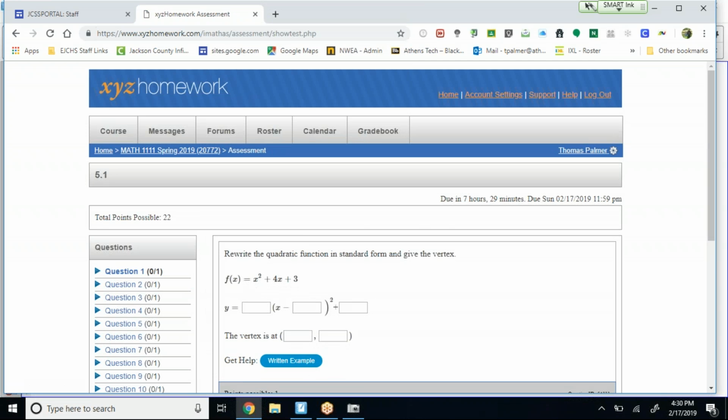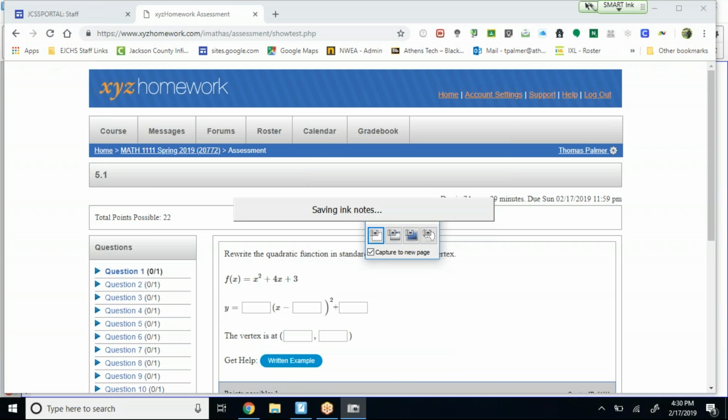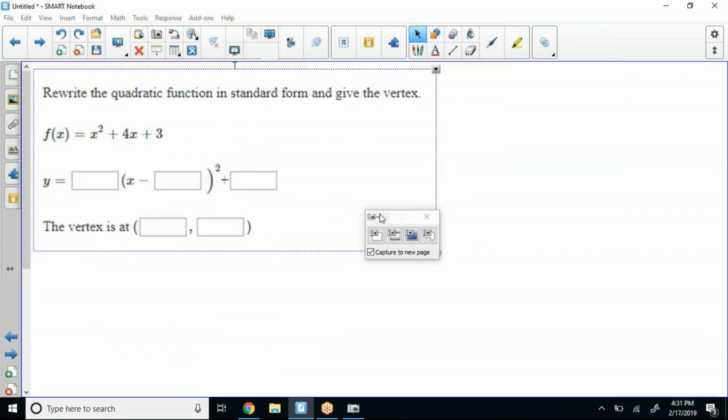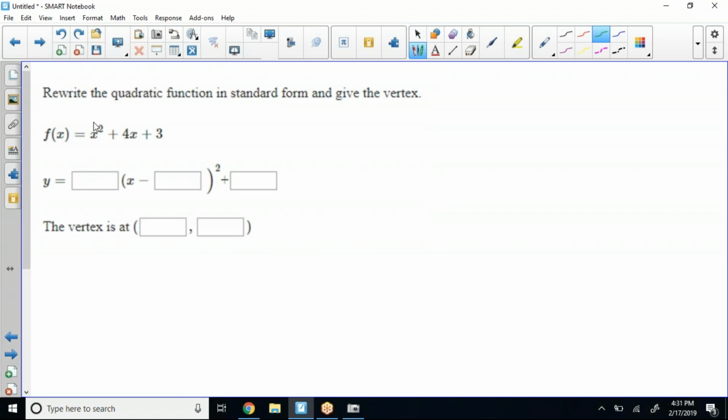Oh, okay. So here we go. We're going to be using just what we used to find the maximum area. So here we've got y equals a times (x minus h) squared plus k. They're saying rewrite the quadratic in standard form and give the vertex, right?